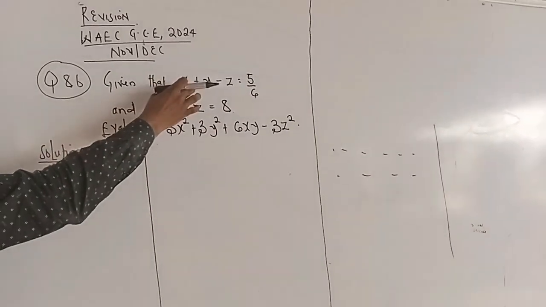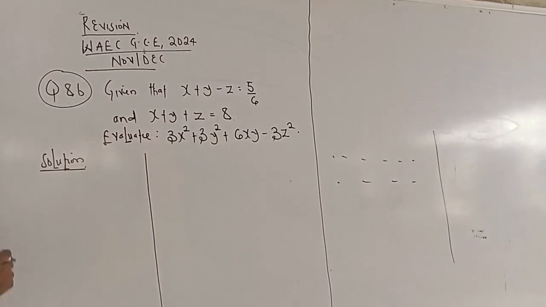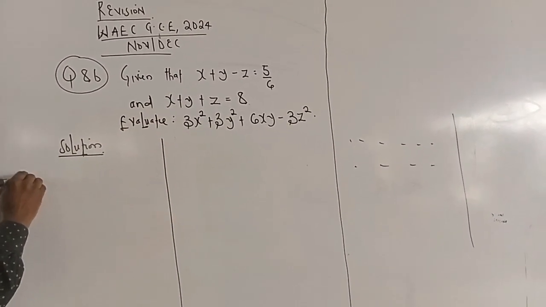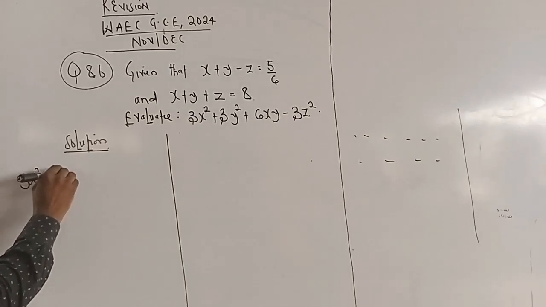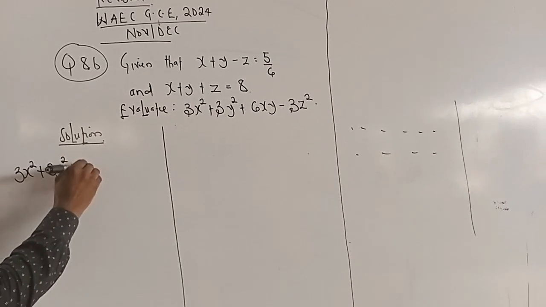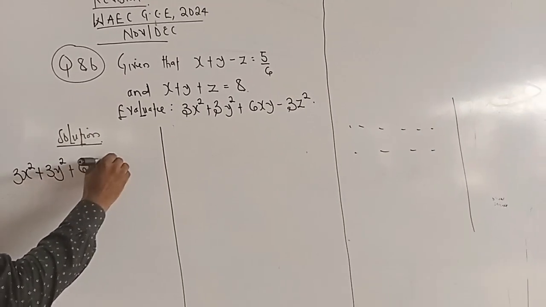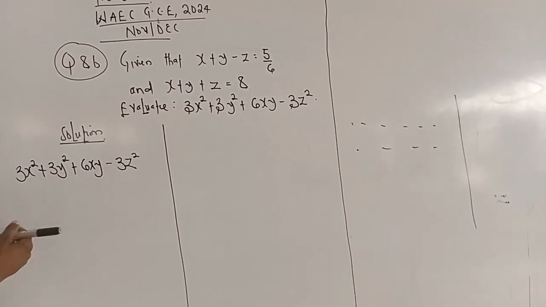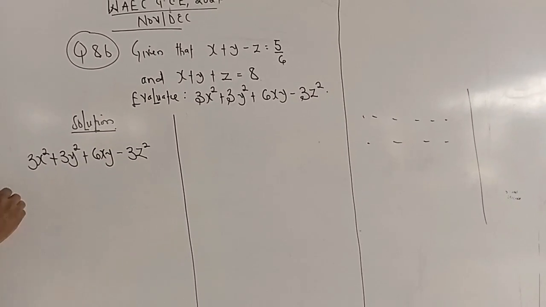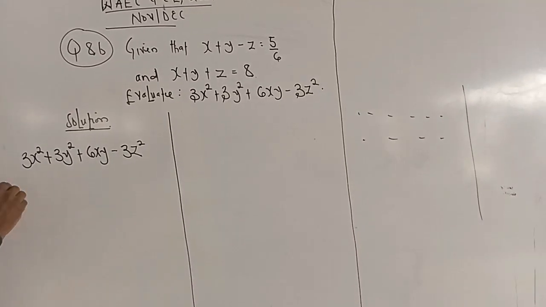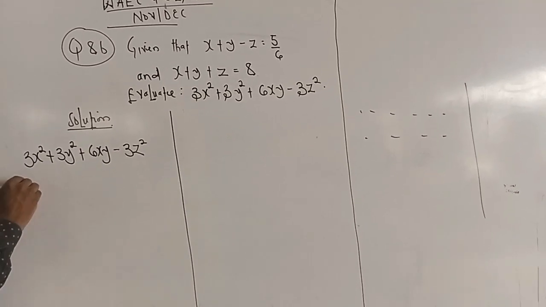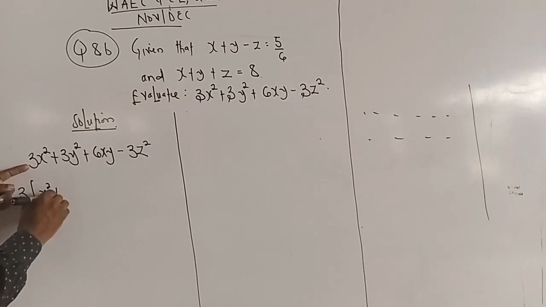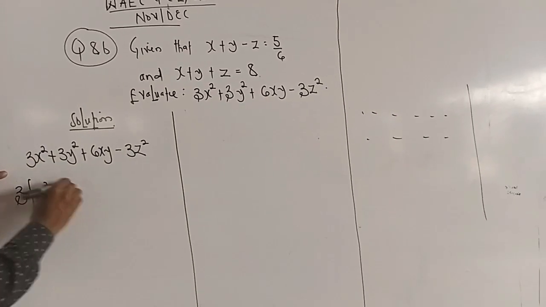So for that reason, let's simplify the original expression, which is 3x squared plus 3y squared plus 6xy minus 3z squared. If you look at this expression, there's a common factor to the four terms, which is 3. So let's factorize out 3. So we have 3 into x squared plus y squared plus 2xy minus z squared.